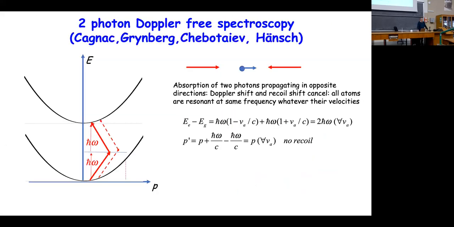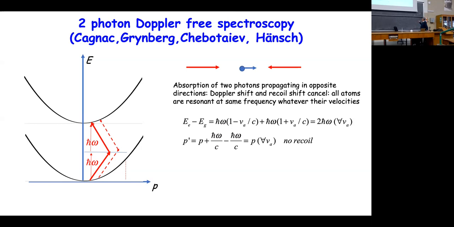Another technique was developed a few years later, again in particular in the group of Hänsch, but it was predicted before by people like Cagnac, Grynberg, and Chebotaiev in the Soviet Union. It is the 2-photon absorption without Doppler effect. It's the same configuration as the one I considered before, 2 counter-propagating beams.